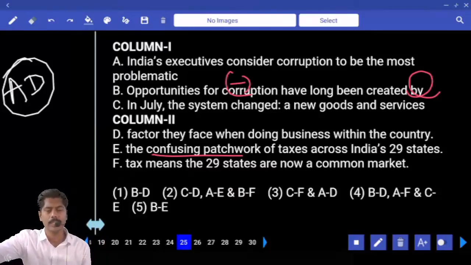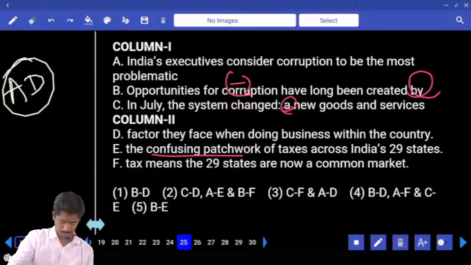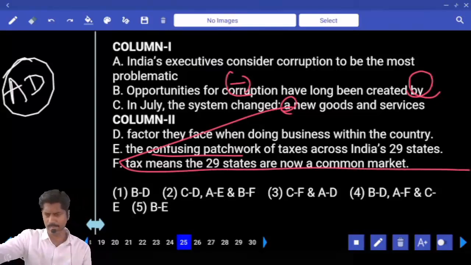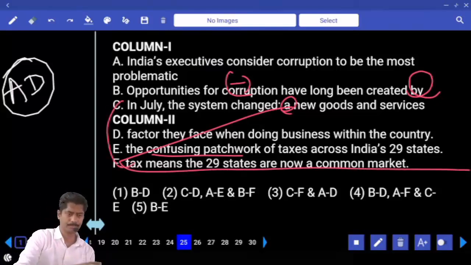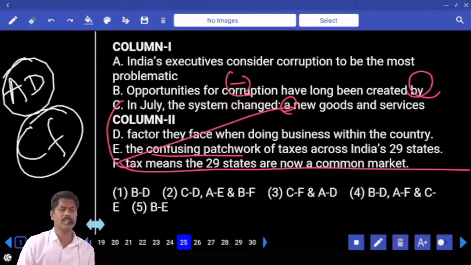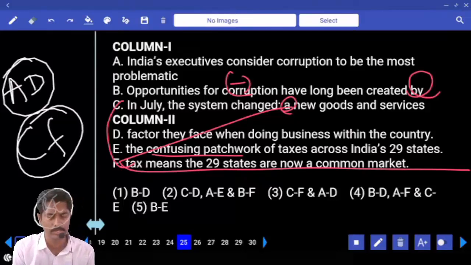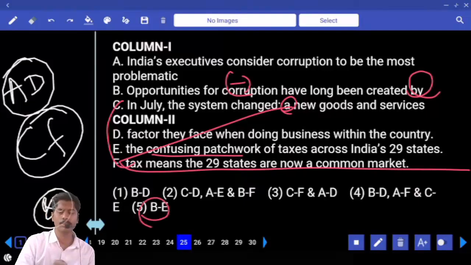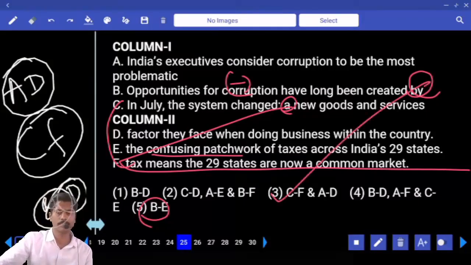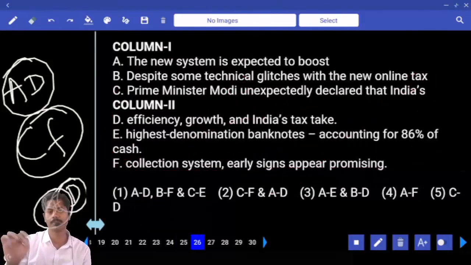Let me check C. In July, the system changed. A new goods and services tax means the 29 states are now a common market. CF. ADCF. B, I am doubtful, but do we have this option? ADCF, B. B is a separate option, which we are doubtful about. ADCF, third option. Consider third option.